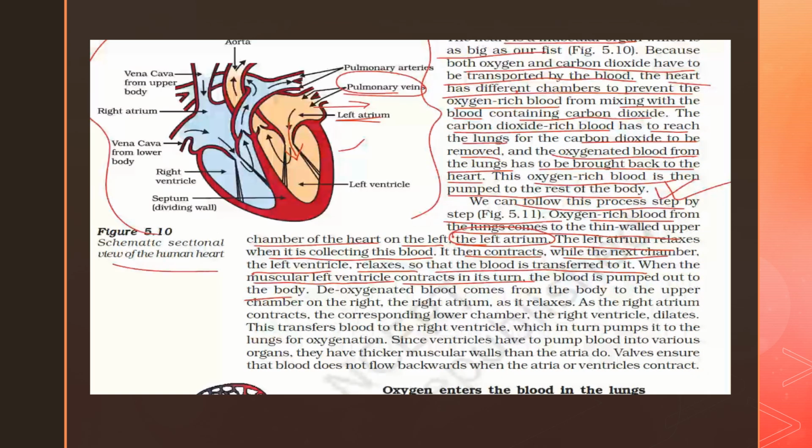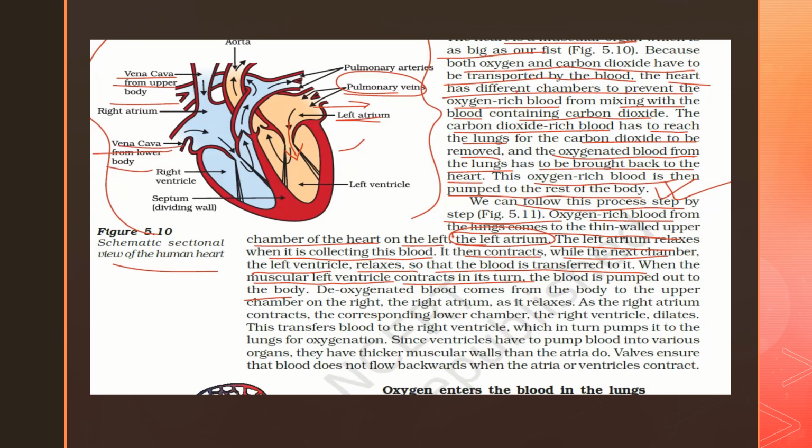Now the deoxygenated blood is coming from where? The deoxygenated blood is coming from the upper part of the body as well as from the lower part of the body. Here we can see the deoxygenated blood coming from the upper part of the body through the superior vena cava. So the superior vena cava is bringing the blood from the upper part of the body, and the inferior vena cava is bringing it from the lower part of the body. Is it clear?